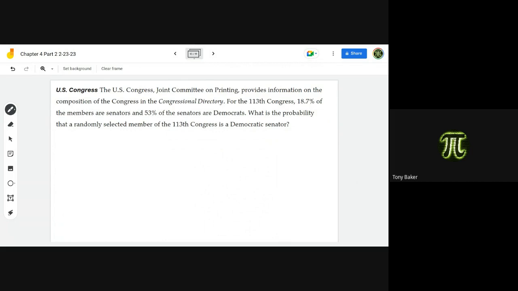Okay, here's a couple stupid questions before we go on. How many members of Congress are there? Does anybody actually know? Two senators, yeah. So 437, almost. It's 435. So 435 plus 100, it's 535 total members, and 100 are senators.